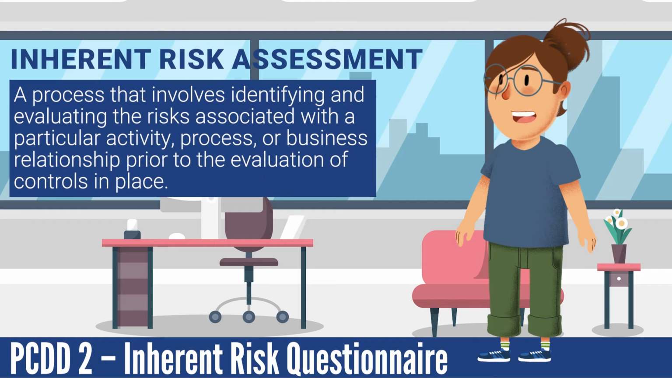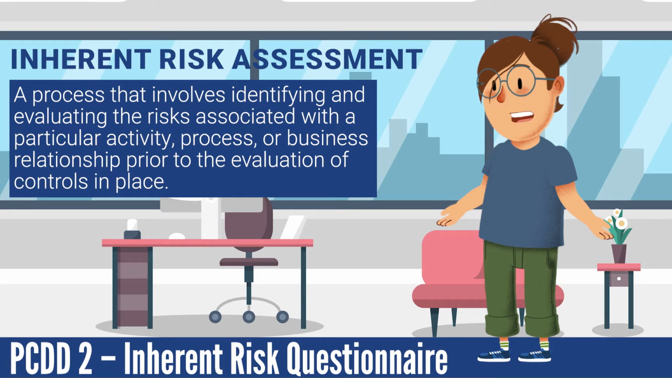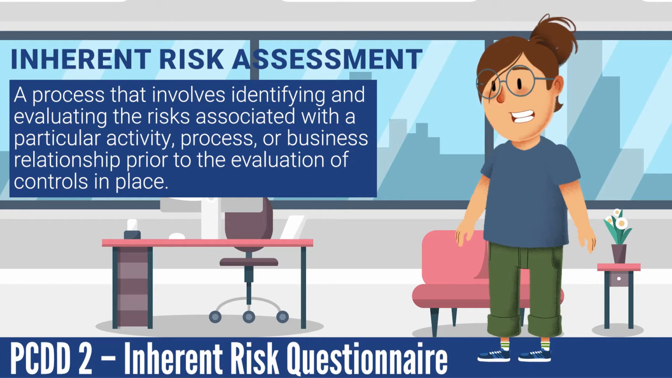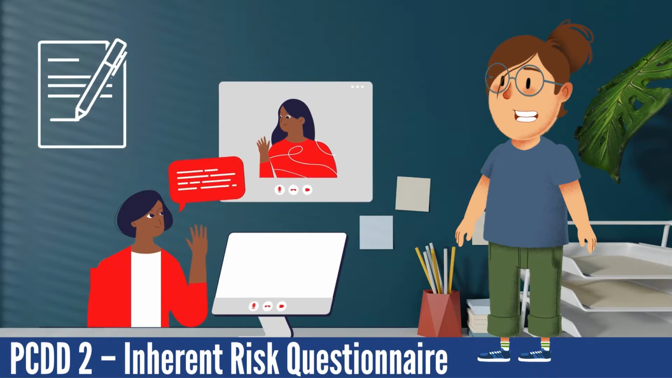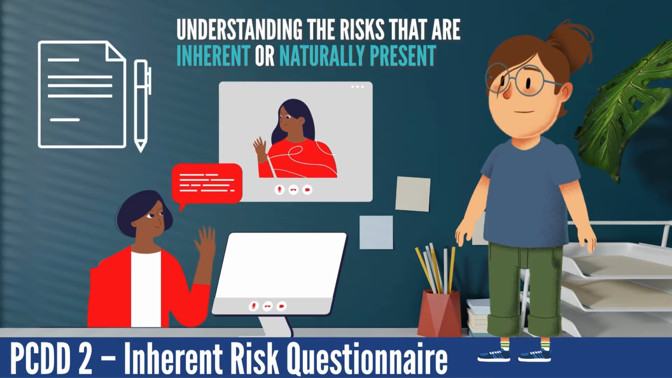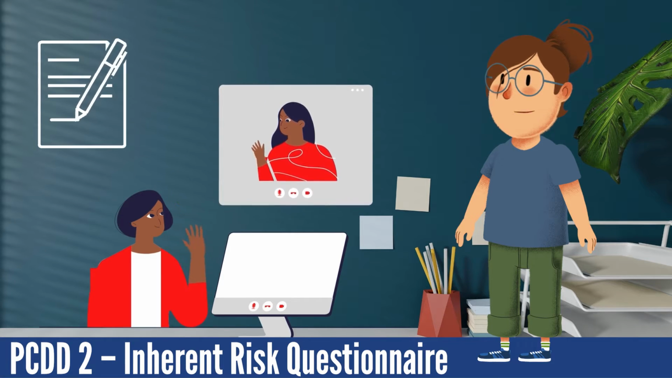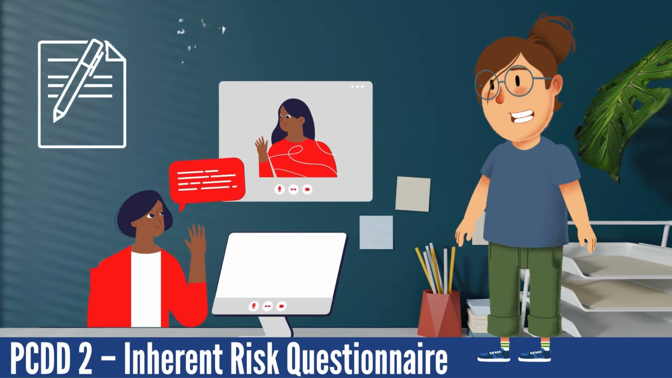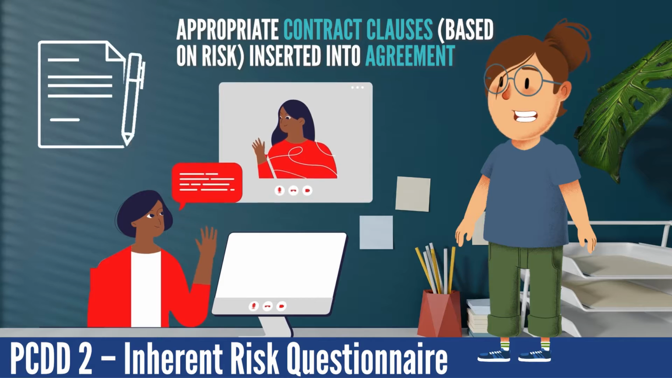An inherent risk assessment is a process that involves identifying and evaluating the risks associated with a particular activity, process, or business relationship, prior to the evaluation of controls in place. It focuses on understanding the risks that are inherent or naturally present in any given relationship. This ensures an organization performs sufficient due diligence commensurate with the inherent risks identified. It also ensures appropriate contract clauses based on risks are inserted into the agreement.